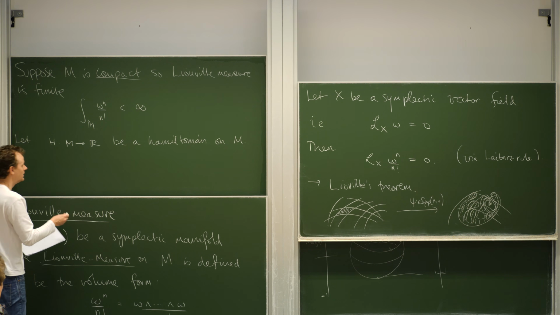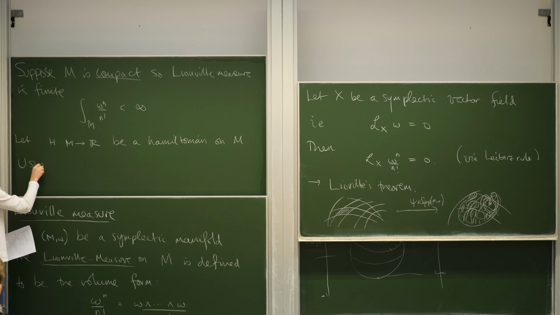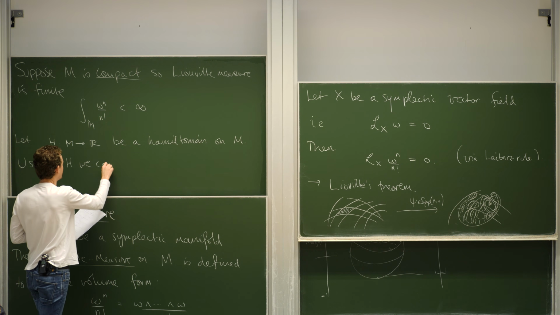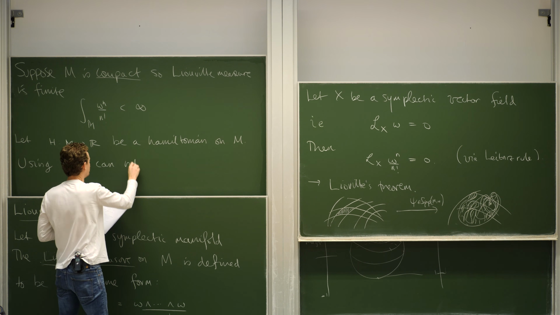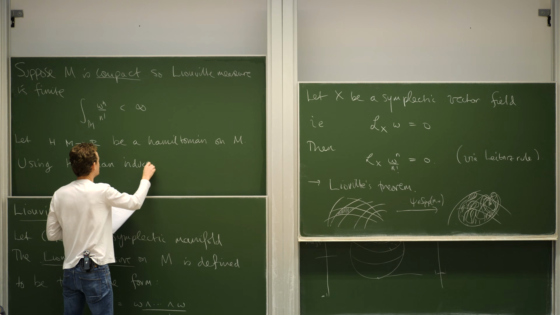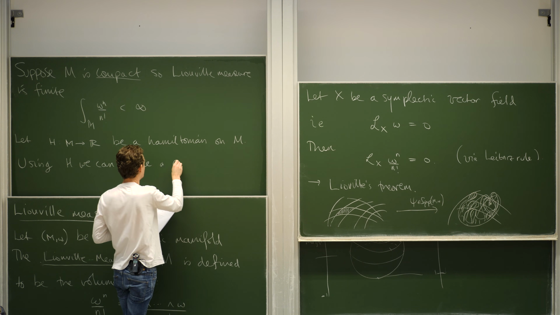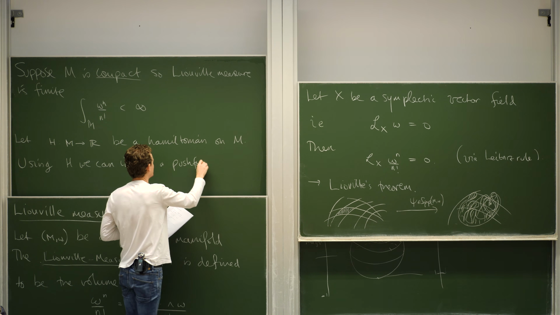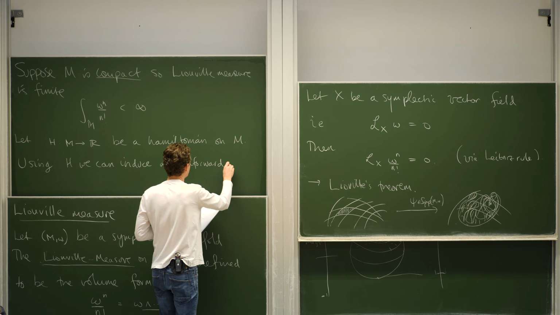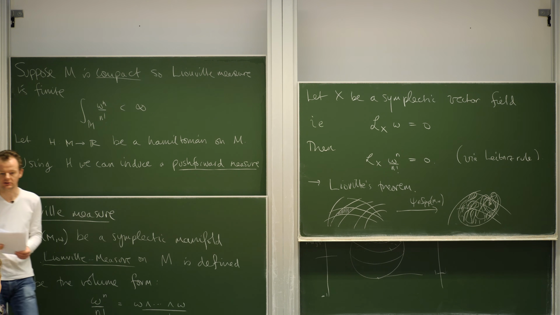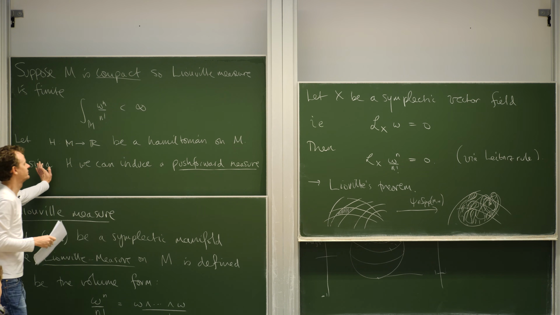Let's use this map to induce a measure on the space R. So if you have a measure, some way of measuring volume, on a space, and you have a map to another space, then you can get another measure on the target space called the push-forward measure.